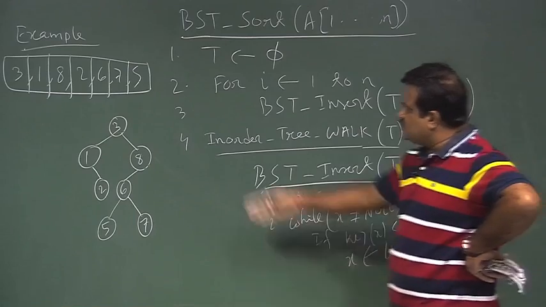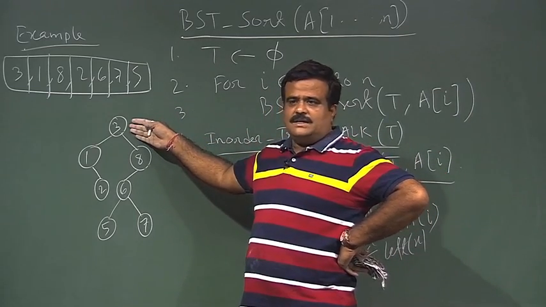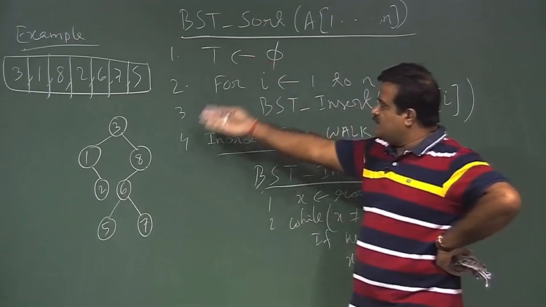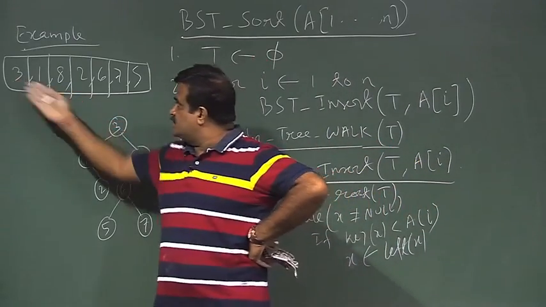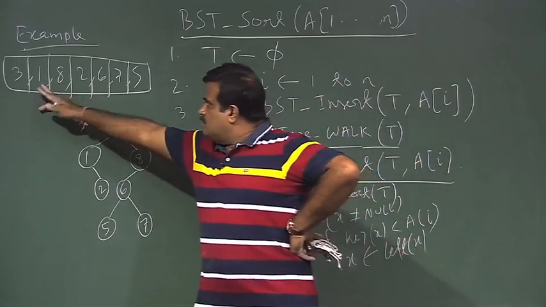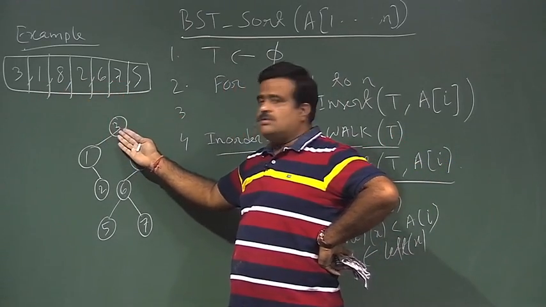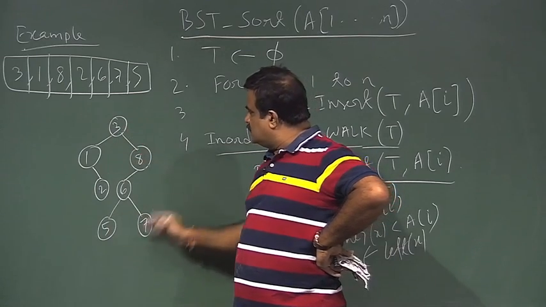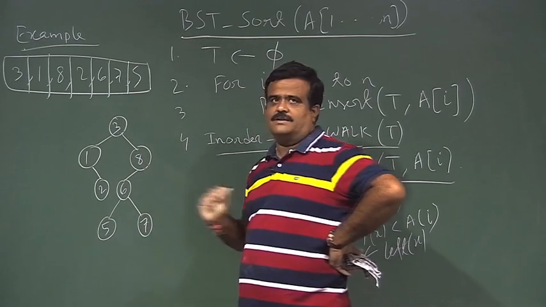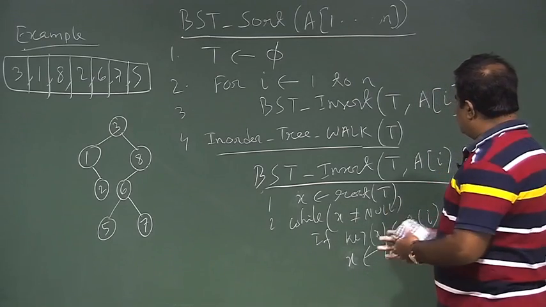So that means we start with the root. If the root is empty, that is the initial condition, t is empty, then we insert that. That is why 3 is inserted here as a root. And after that we say 8. So we know 8 is greater than this. So we call this, and then again 8 is sitting here. So like this. Okay. So this is the BST insert.